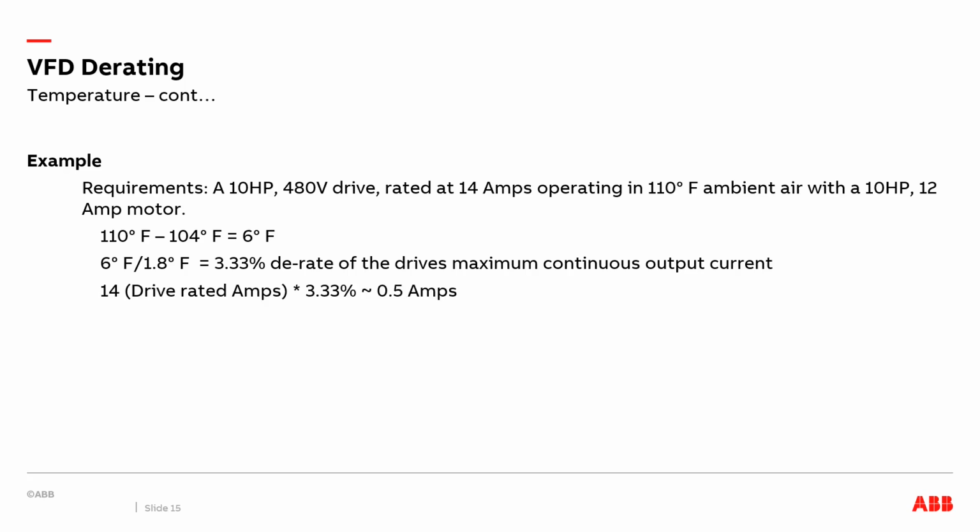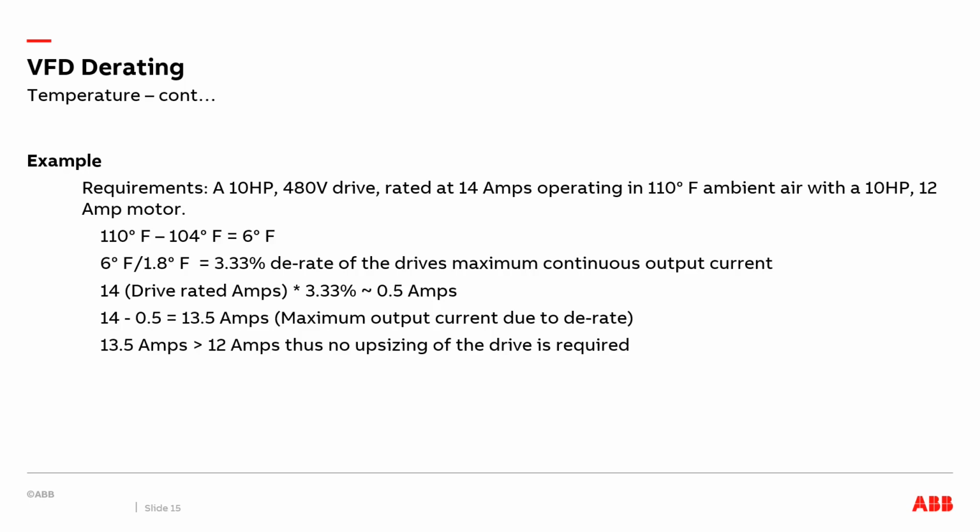Take that 14 amps, the drive rated amps, and multiply it by 3.3%, and we get approximately half an amp. Take that half amp and subtract it from 14, and we get 13.5 amps of maximum output current due to the derate. Let's do our check. 13.5 amps is greater than 12 amps, thus no upsizing of the drive is required.